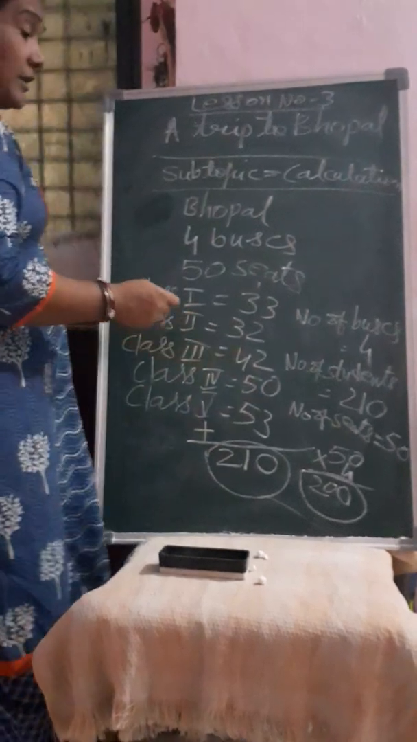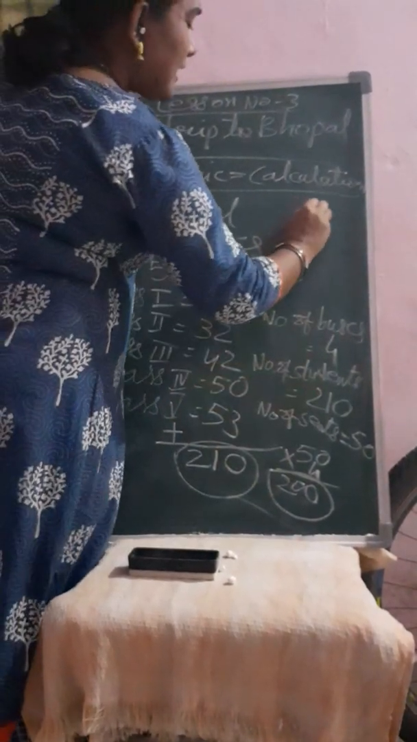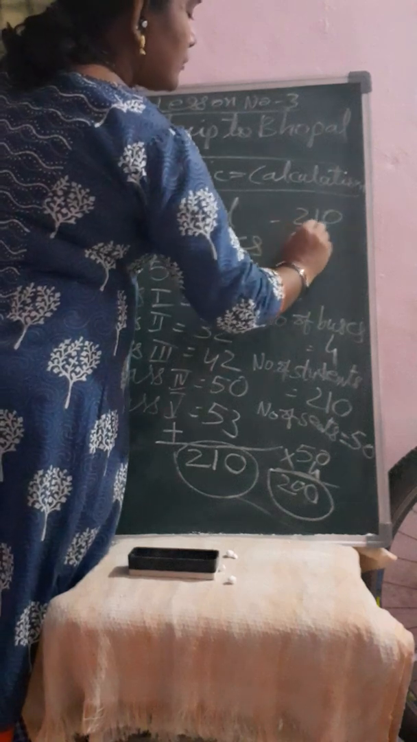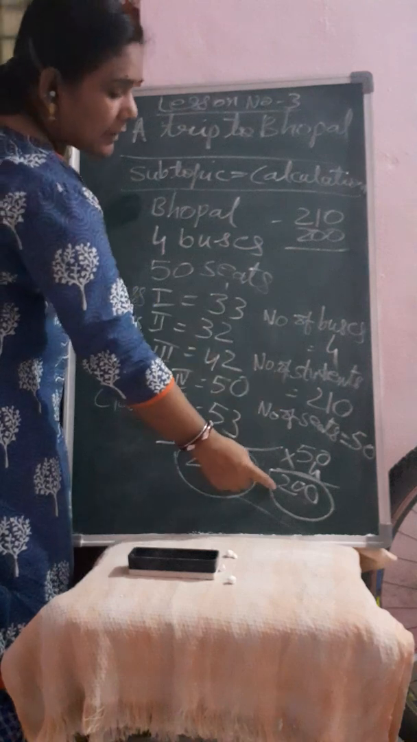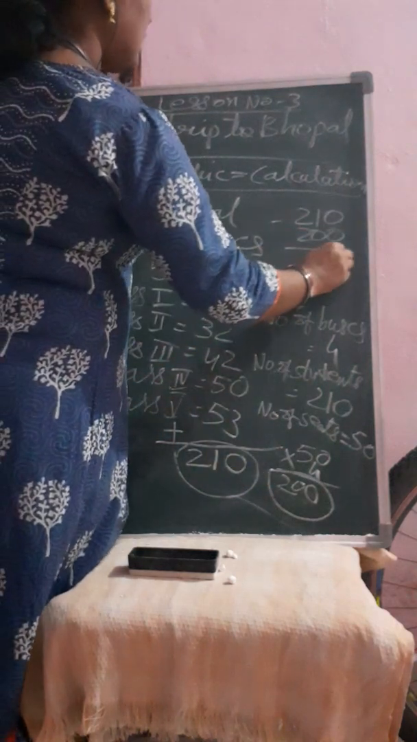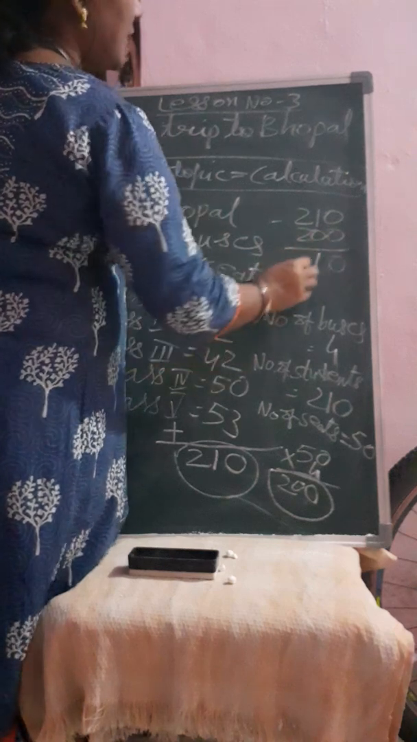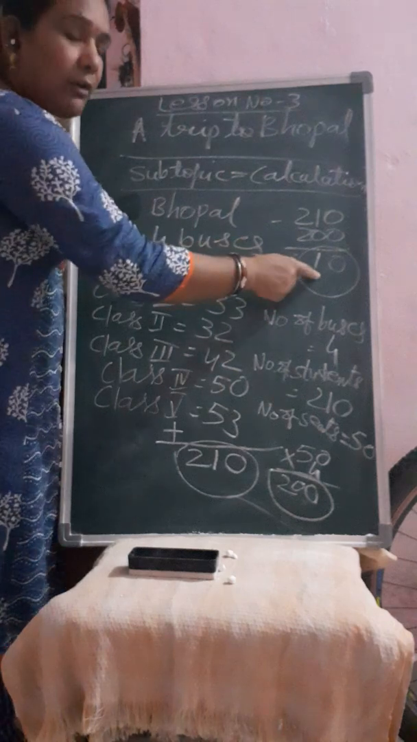So now how many students are left without a seat, how will we come to know? 210 minus 200. We will subtract 200 from 210, and we will get how many students are not getting seats. So how many students are not getting seats? 10 students are left without a seat.